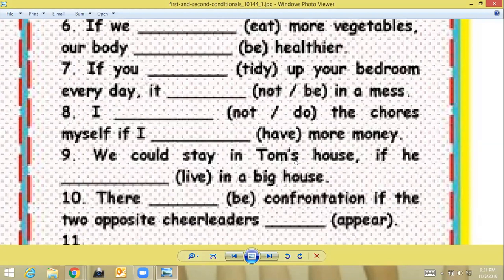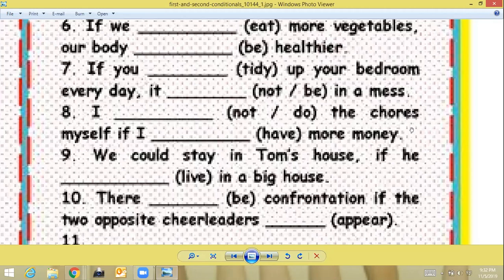Another volunteer. Anybody? I didn't do the chores. I couldn't. Okay, remember, this is hypothetical. One part of the sentence is in past, the other one is could and would. So what is number 8? I couldn't do the chores myself if I had more money. Okay. What is the meaning of chores? Things that you do in your house. Very good, Jose. The different activities that you do in your house. Can you mention examples of chores?